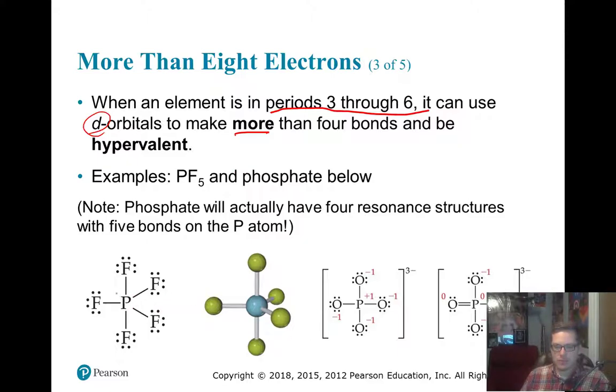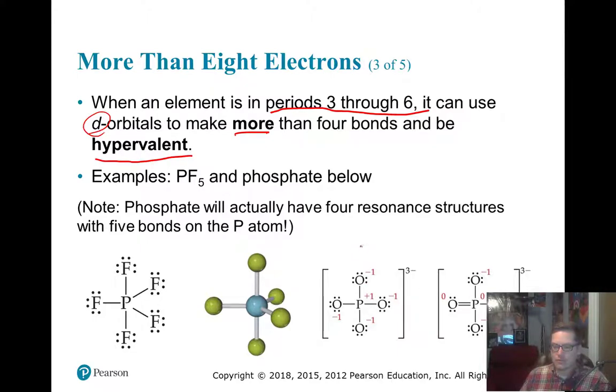So here's PF5. Notice that around our central phosphorus atom, we've got 10 electrons, right? So we call this guy hypervalent because he's got more than 4 bonds. He's hypervalent, all right? So this is a 3-dimensional structure of what he looks like, and we'll talk about how these come about in Chapter 9, the next chapter. And then here's phosphate.